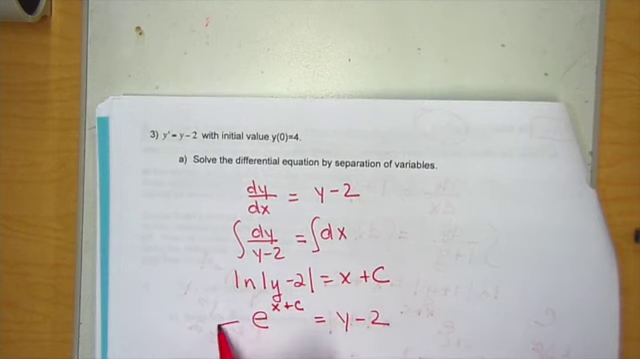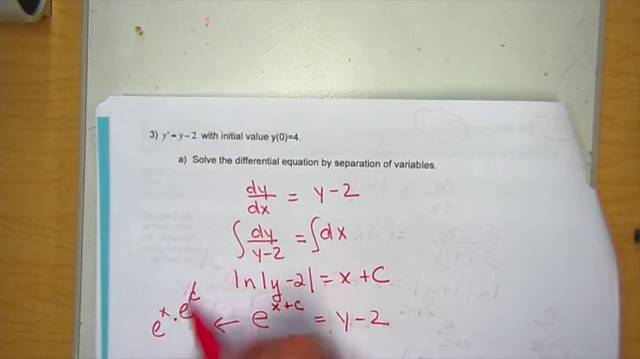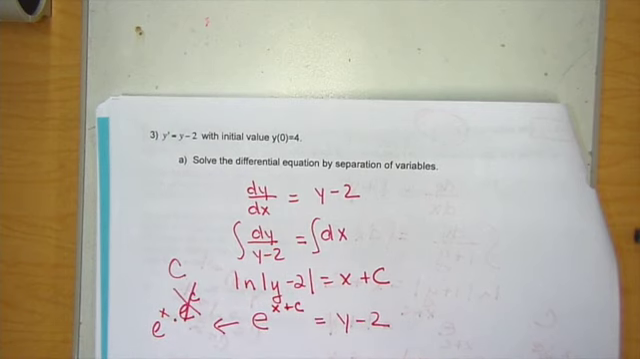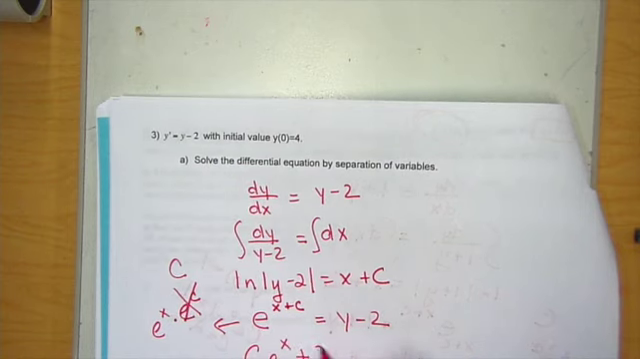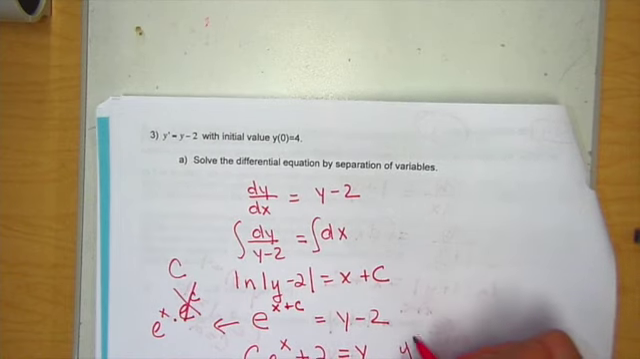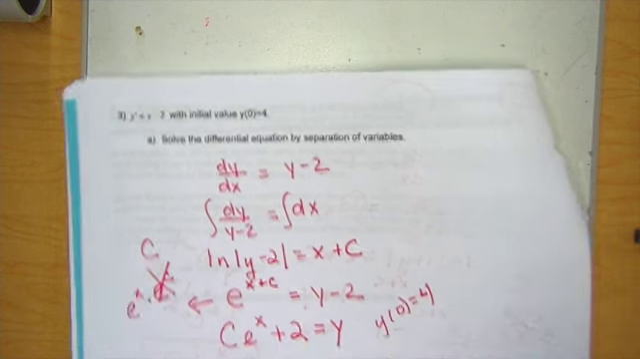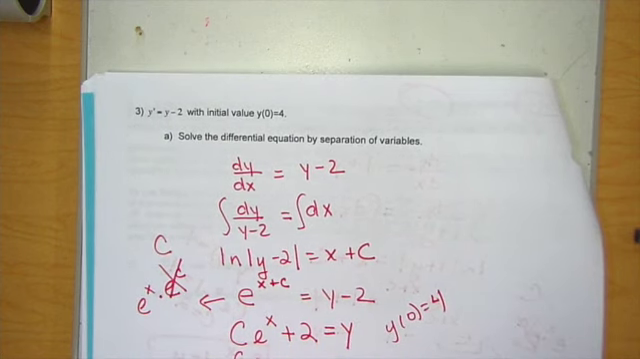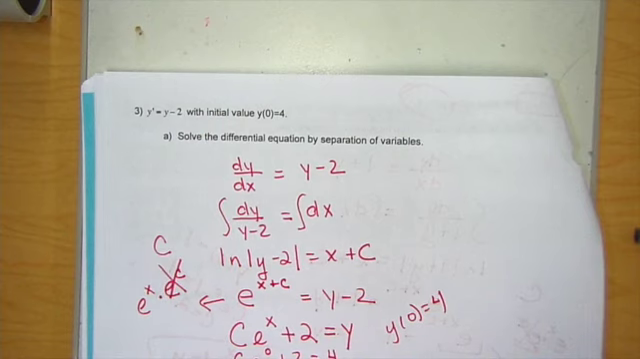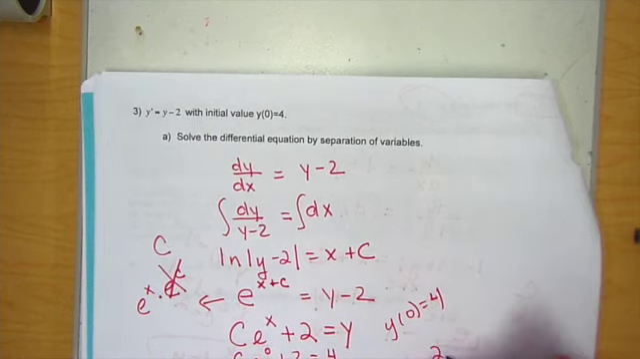Like we did on the previous problem, this is really the same as e to the x times e to the c, but e to the c is still a number, so I'm just going to call it c. So I'm going to rewrite this piece as c e to the x, and add the 2 over. There's my general solution. The point that you're given is (0, 4), so if I plug in 0 for x, I should get 4 for y, so then I can tell that c has got to be 2. So this is my particular solution.